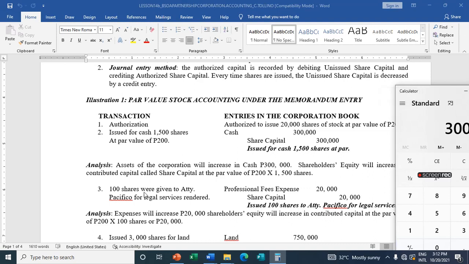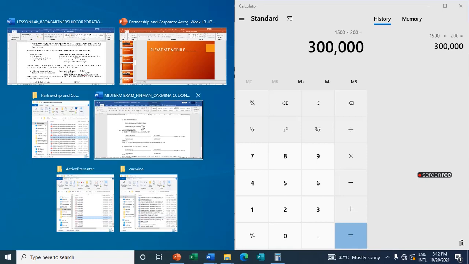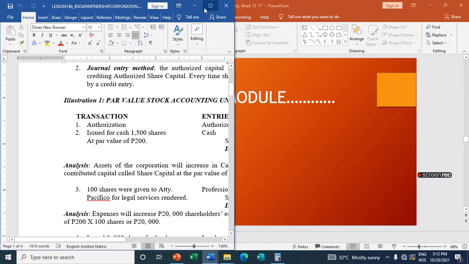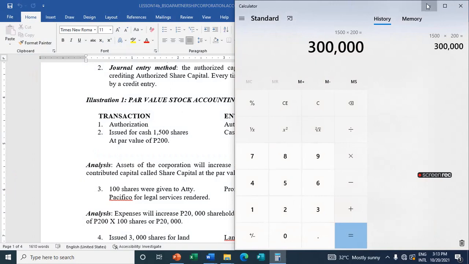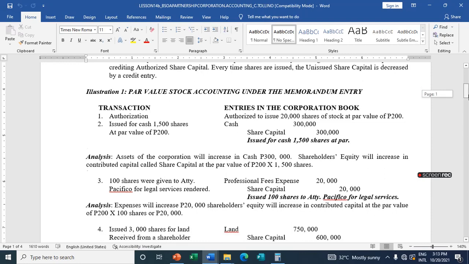The analysis: the assets of the corporation will increase in cash by 300,000. Shareholders' equity will increase in contributed capital, called share capital, at the par value of 200 pesos times 1,500 shares. Okay? And now let's go to number 3.